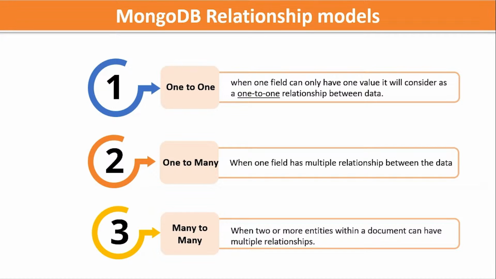So it can have multiple relationships, right? In that case, we need to use many-to-many. I hope this is clearly understood. We'll get into detail on each of them. We'll consider each of the relationship models and understand how they differ from each other with an example now.